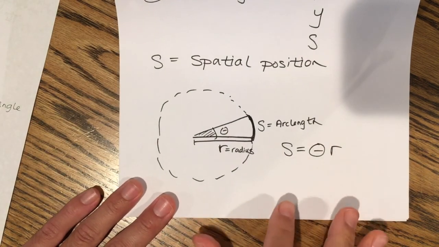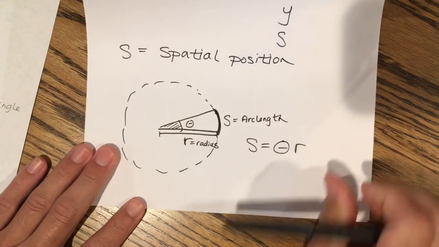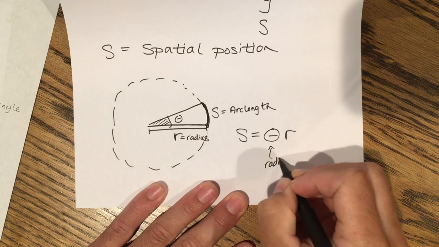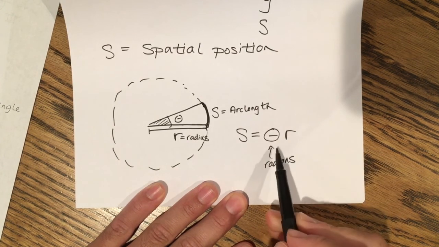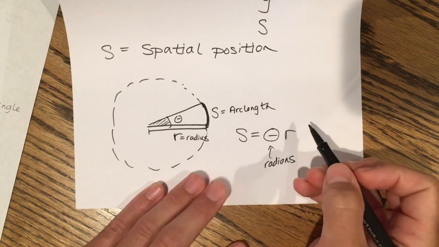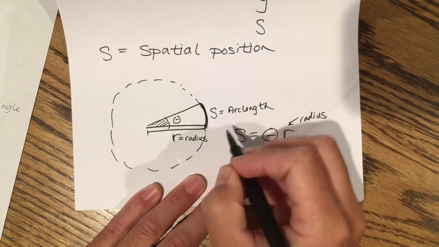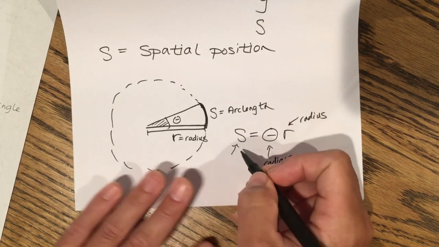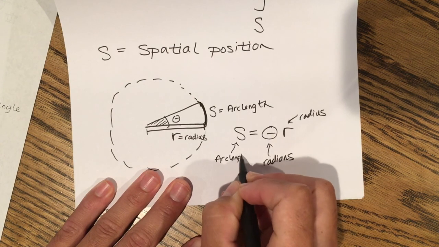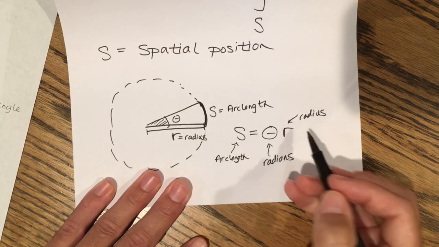And so this is what's nice about radians right here. Because if our angle is in radians, we can just simply multiply by the radius and get the arc length, right? So that is very nice. It's very easy to use and to find the arc length. Assuming we know the radius, right?